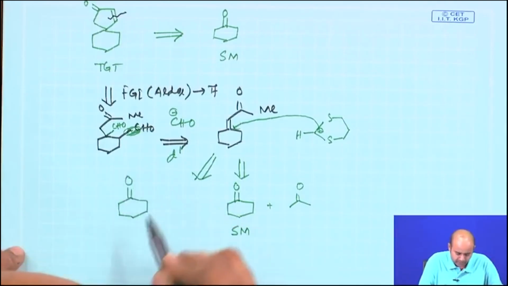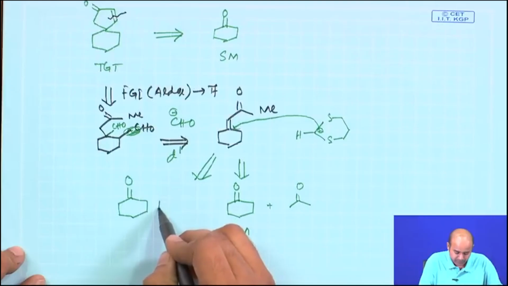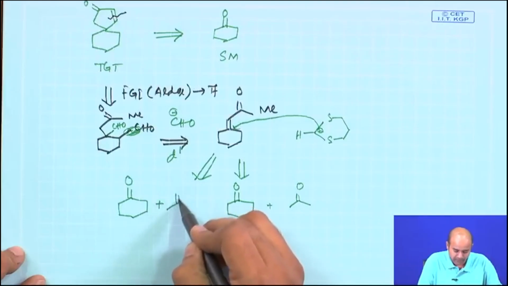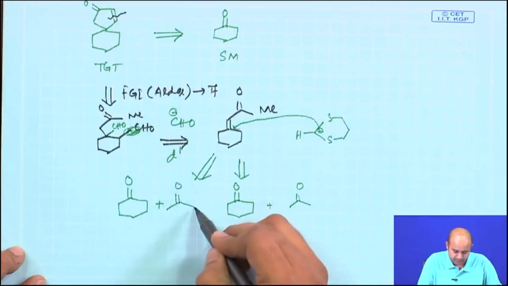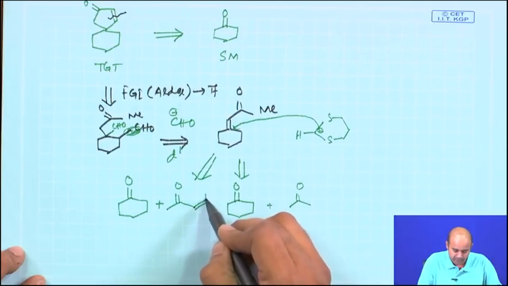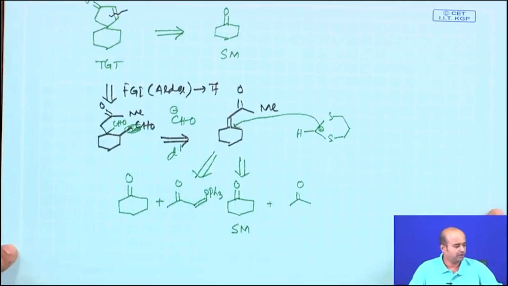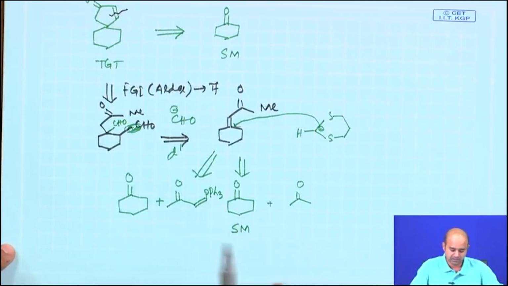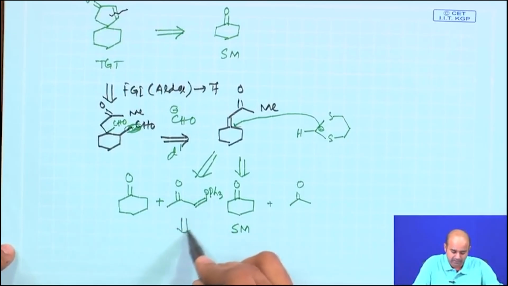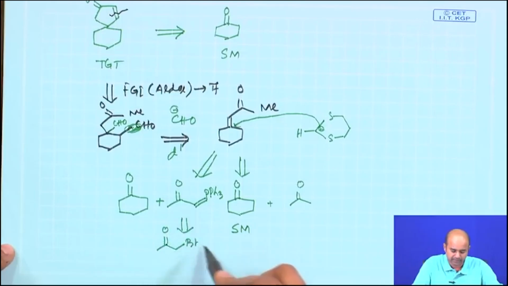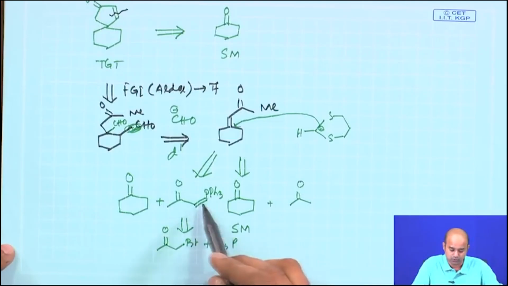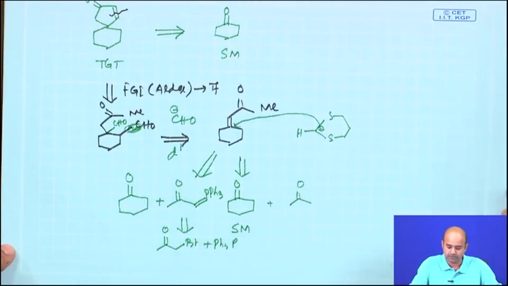So, take the starting material cyclohexanone, and then react it with something like this. I said you do a Wittig reaction. Now, this Wittig ylide can essentially be generated from monobromoacetone and triphenylphosphine, which will give you this Wittig ylide. So, this Wittig transformation you can do starting from this starting material.